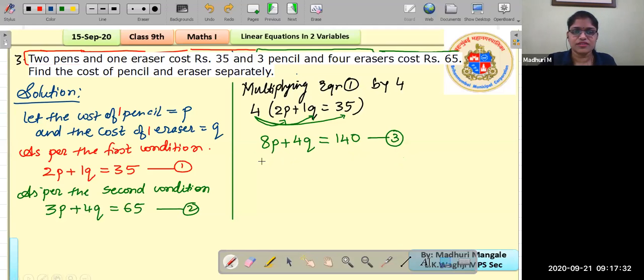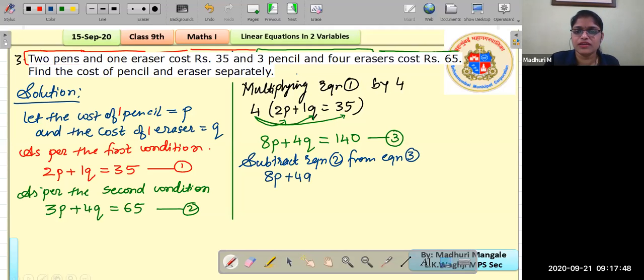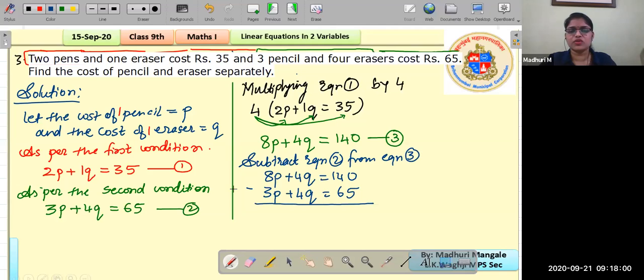So we need to write this out. What is the step? We are going to subtract equation 2 from equation 3. We write out the equations again. That is 8p plus 4q equals 140 and 3p plus 4q equals 65. That is the second equation. And now we are going to subtract them, right? So remember the rule. What is the rule? When we are subtracting the equations, we need to change the sign of the bottom row. So let us quickly change the sign of the bottom row. This is plus 3, it changes to minus 3, plus 4q will change to minus 4q, and plus 65 will change to minus 65. I'm going to give you 30 seconds over here. Try it out on your own, and then you can compare your answers with mine. So I'm giving you 30 seconds. Quickly give it a try.